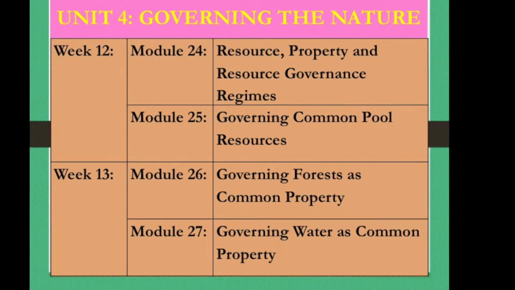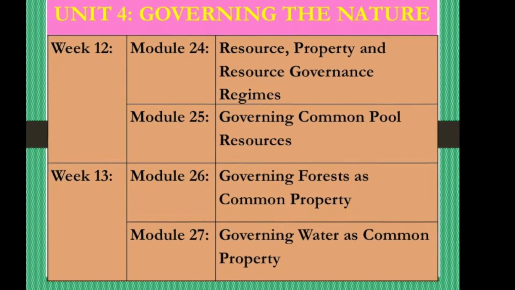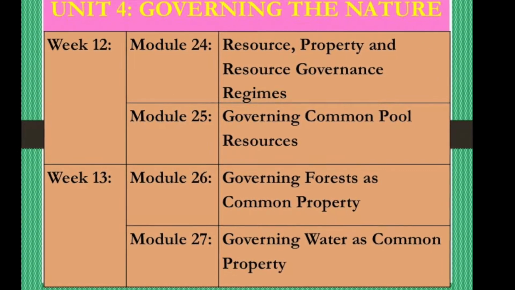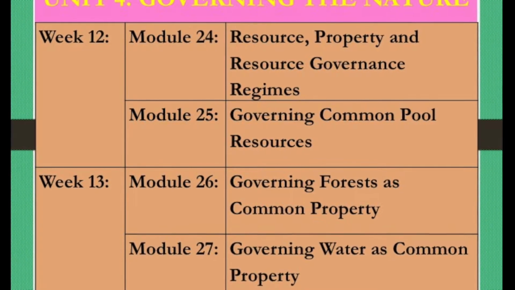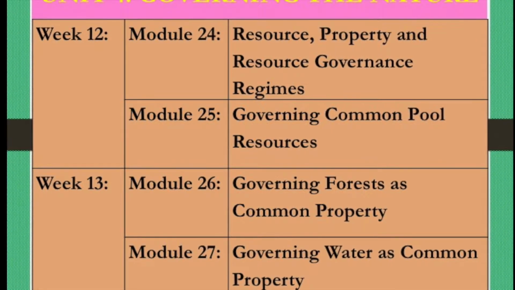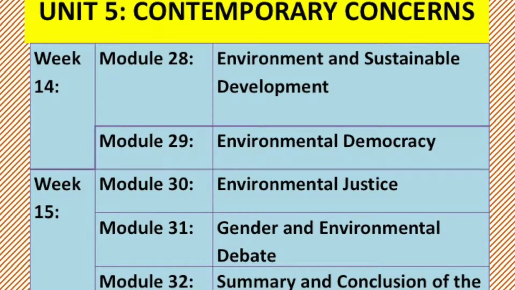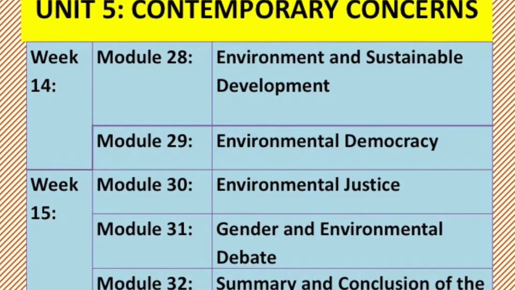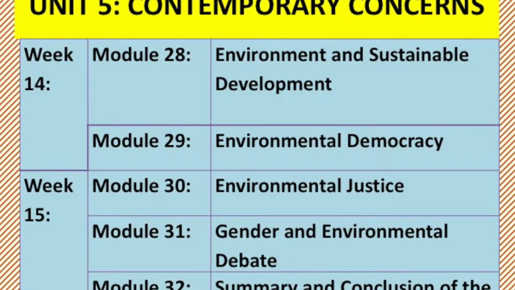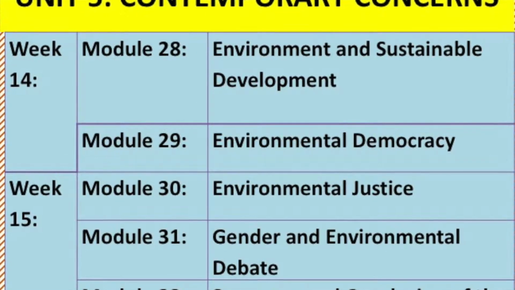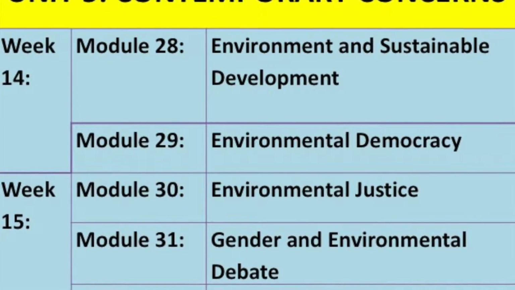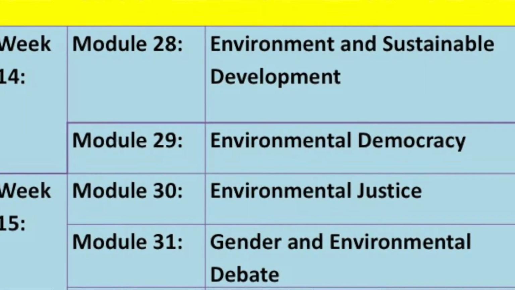Unit 4, Governing the Nature, will be covered in 2 weeks with 4 core modules. It will include important topics like common pool resources and resource governance regimes, governing forest as common property, and governing water as common property. The last unit of the course, Contemporary Concerns in Environmental Sociology, will be covered in 2 weeks with 4 core modules, which will include important topics like environment and sustainable development, environmental democracy, environmental justice, and gender and environmental debate.